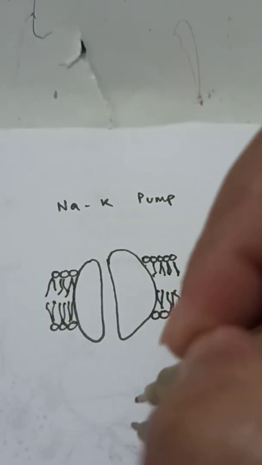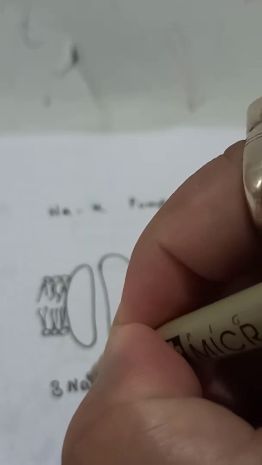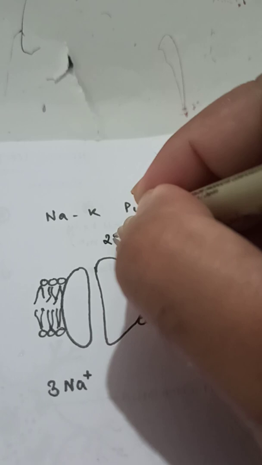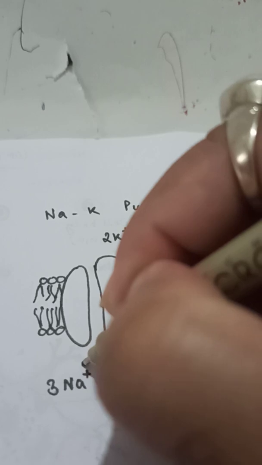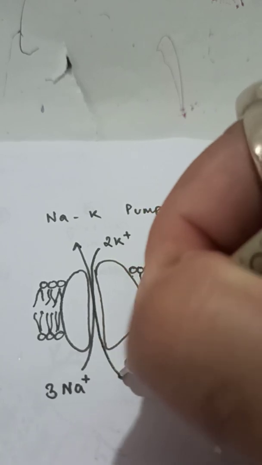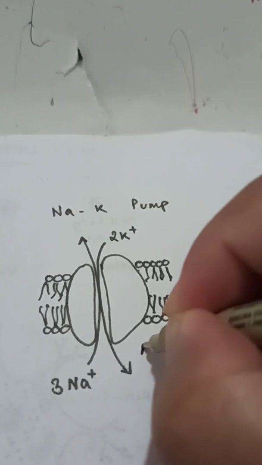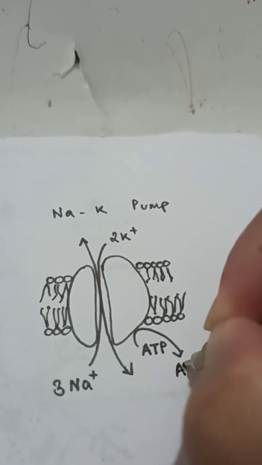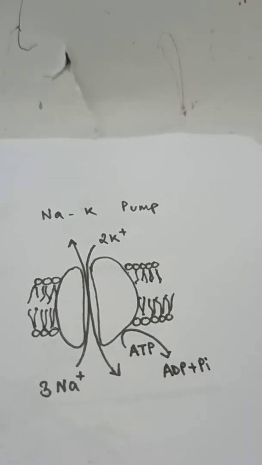Now with the expense of ATP, we are going to find that it can actually move 3 sodium ions, okay, in this direction, and 2 potassium ions in this direction. Means the movement of ions will be in opposite directions to each other. Now usually this is done with the utilization of adenosine triphosphate, means utilization of energy.